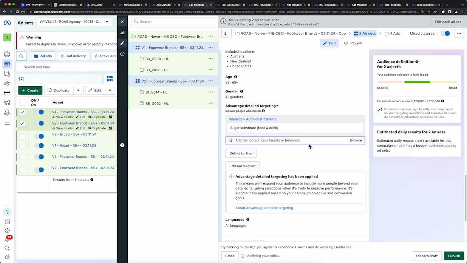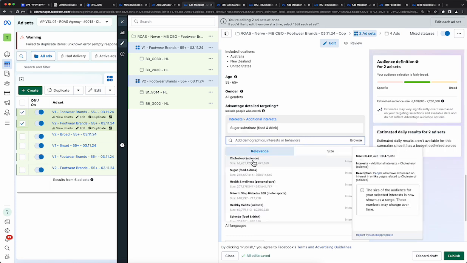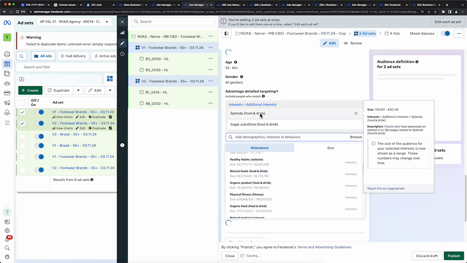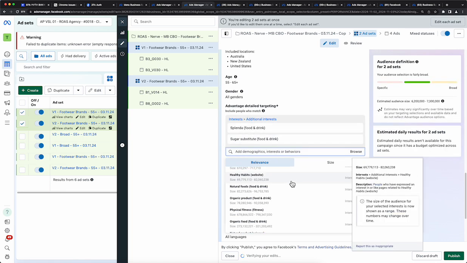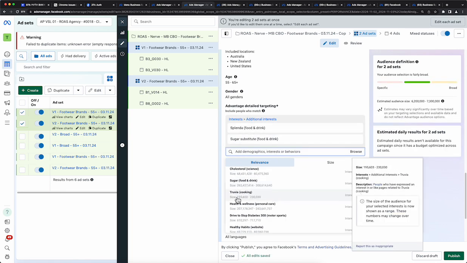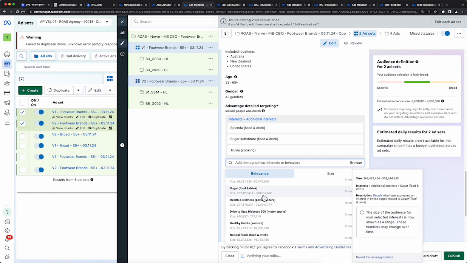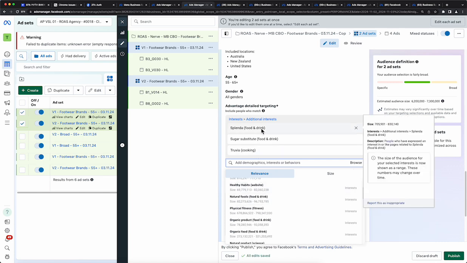So that gives us 6 million. Cholesterol, I don't know if that's really going to be relevant. Might be. I don't know. Splenda might be, right? Splenda's the fake sugar, a sweetener, right? It's basically a sugar substitute, or it is in the UK. I don't know if it's Truvia as well, right? These are small audiences. I would have thought they would have been big, to be fair.